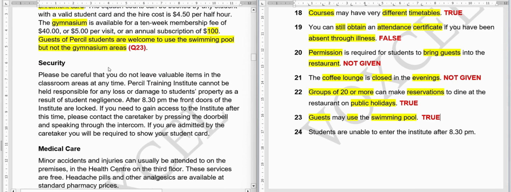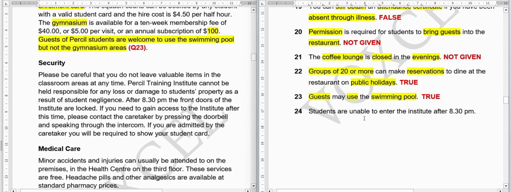Let's read the last question, and we have two paragraphs remaining. So 24th, students are unable to enter the institute after 8:30 p.m. So they are saying that students cannot enter the institute after 8:30. They can enter before 8:30, but not after. So there is some sort of curfew or restriction on them. If they come after 8:30 p.m. from outside, they will not be allowed to enter the building. If that is the case, the answer to this will be true.